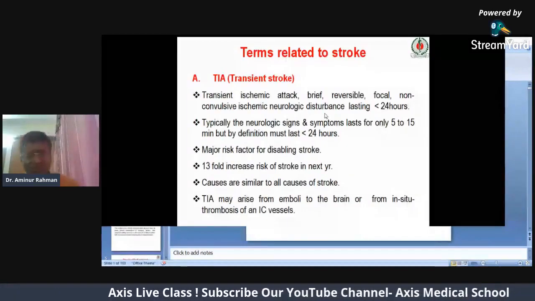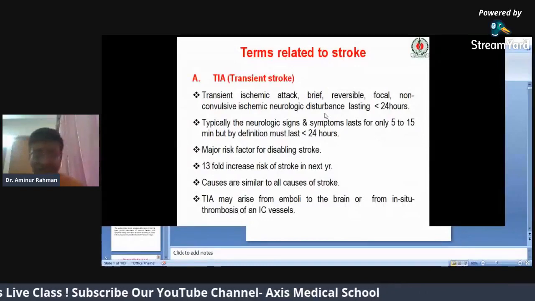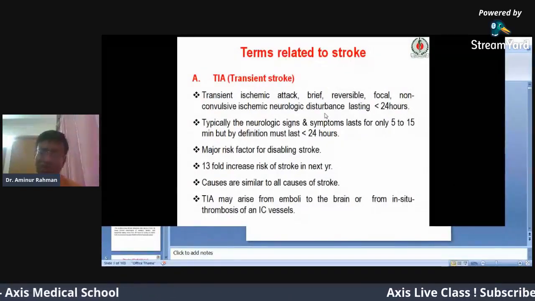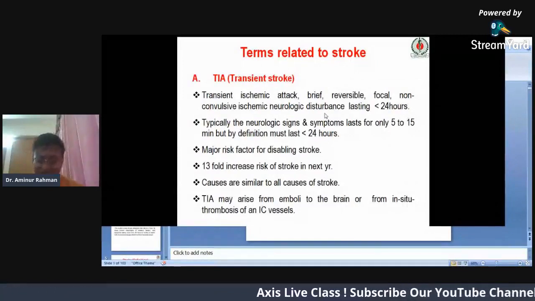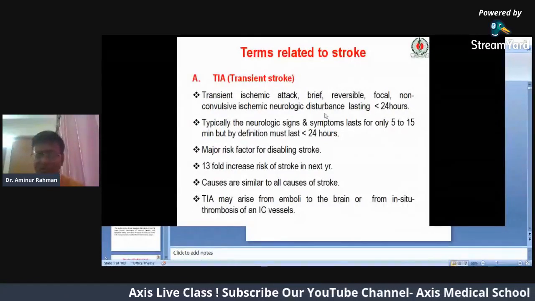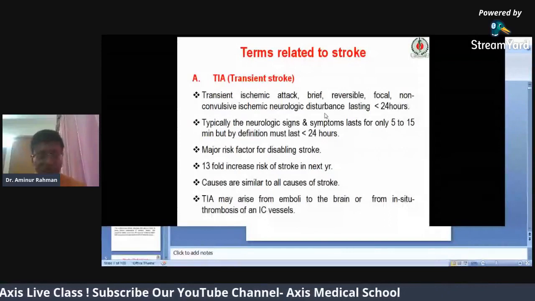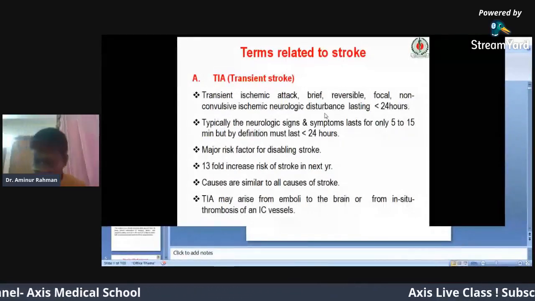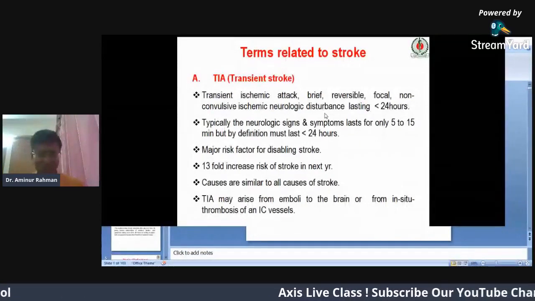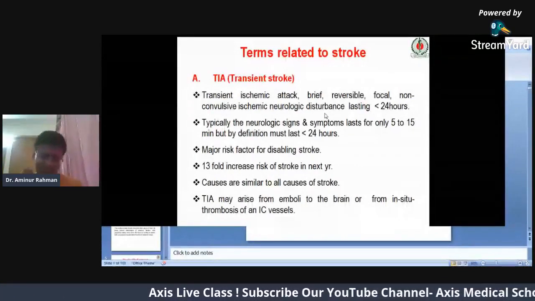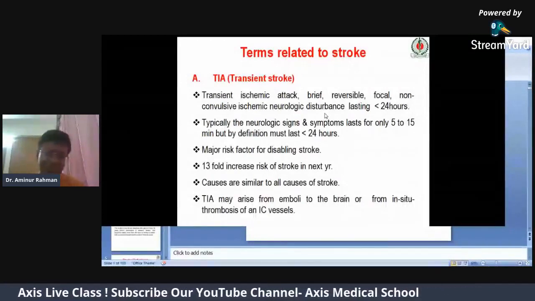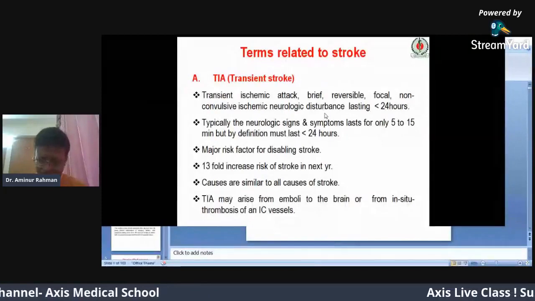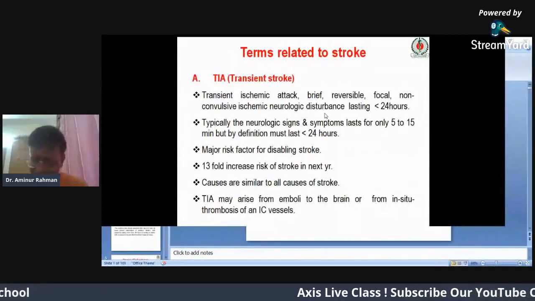It is a major risk factor for developing stroke, with a 13-fold increase in the risk of stroke in the next year. The causes are similar to all causes of stroke. TIA may arise from emboli to the brain or from in situ thrombus from the intracerebral vessels, that is the internal carotid artery, any carotid artery, whatever is in the cerebrovascular part of the brain.